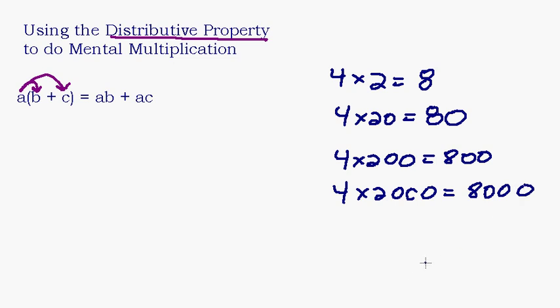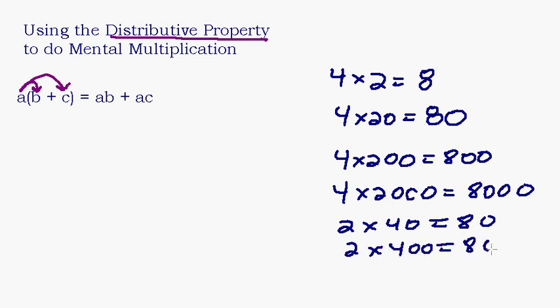So if you know what 4 times 2 is, then you can do 4 times 20, 4 times 200, 4 times 2,000 just as easily. Same idea if I do 2 times 40. Well, 2 times 4 is 8, and I have a 0, so that's 80. 2 times 400 would be 800. So back to this mental math thing.